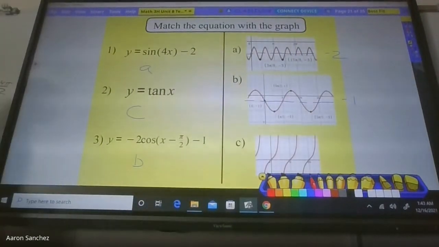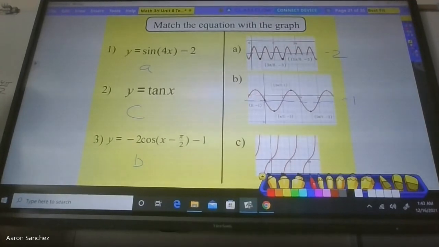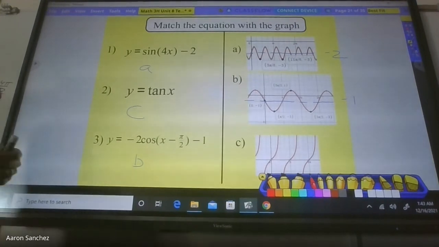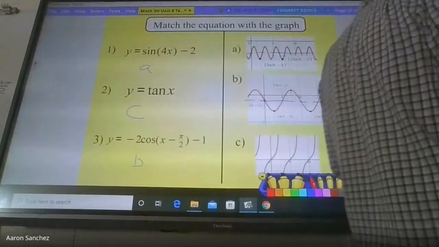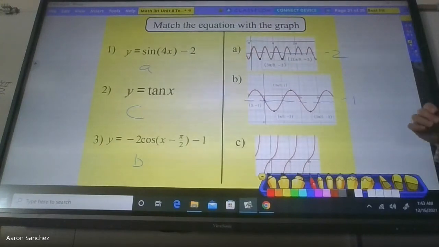The middle one was -1. What? Oh, wait, never mind. Anyway, that's how you guys got to do that. Just be able to recognize the graphs. The last one, I think, here you go.